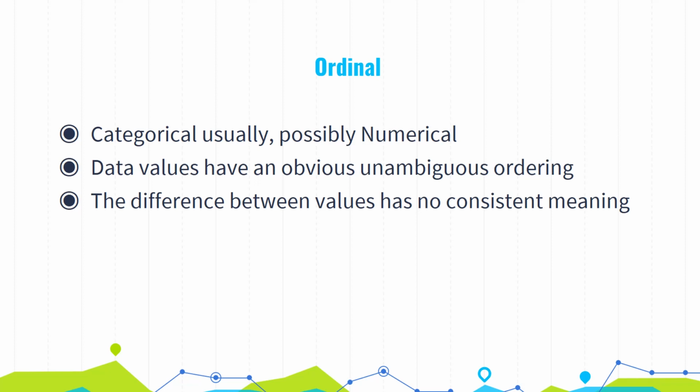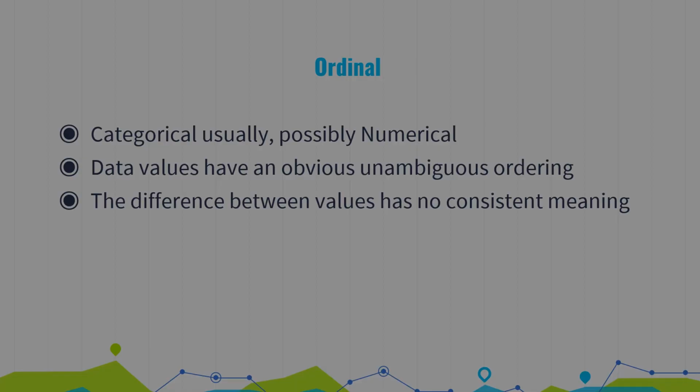Some products on Amazon, one of them is rated as 3 stars and another one's 4 stars. Is the difference in quality between a 3-star and a 4-star the same as the difference between a 4-star and a 5-star, or a 1-star and a 2-star? No, it's just an ordering. It doesn't have a consistent scale. There's no scale that's consistent.